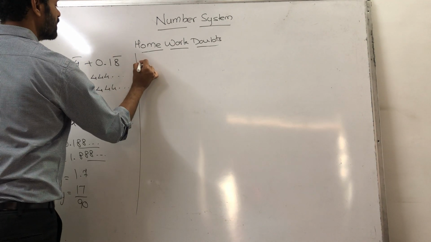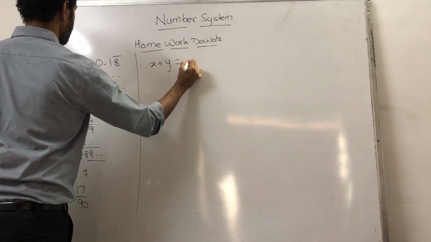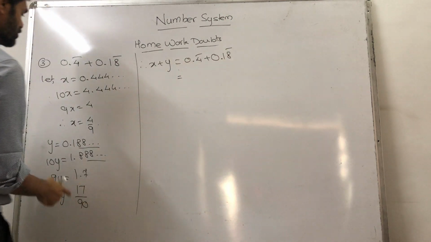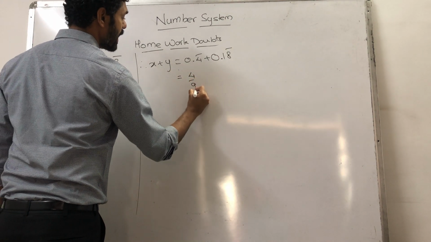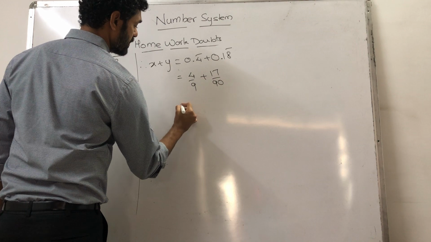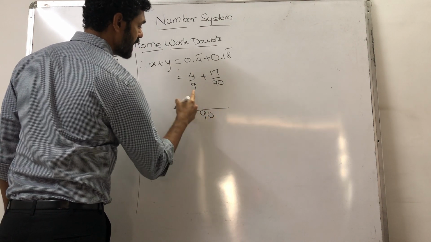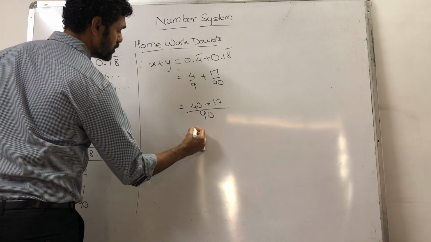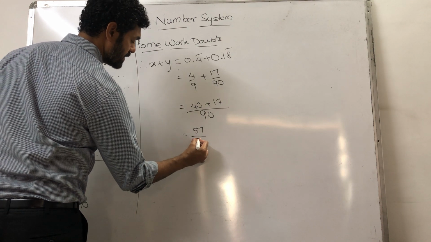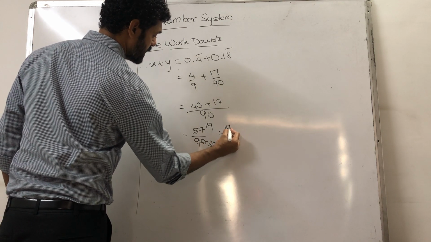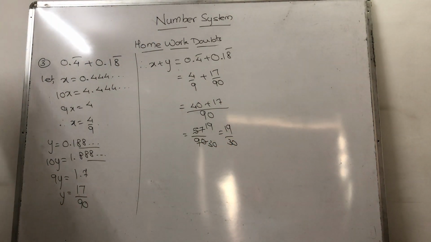Then you say, therefore x plus y, x is 0.4 bar plus y is 0.1 bar 8. The value of 0.4 bar is 4 by 9 and 0.1 bar 8 is 17 by 90. The LCM of 9 and 90 is 90. 9 tens are 90, 4 tens would be 40. This is 17. So your value is 57 by 90. You can reduce it: 3 19s are 57, 3 30s are 90, so you can write it as 19 by 30. That was the third sum.